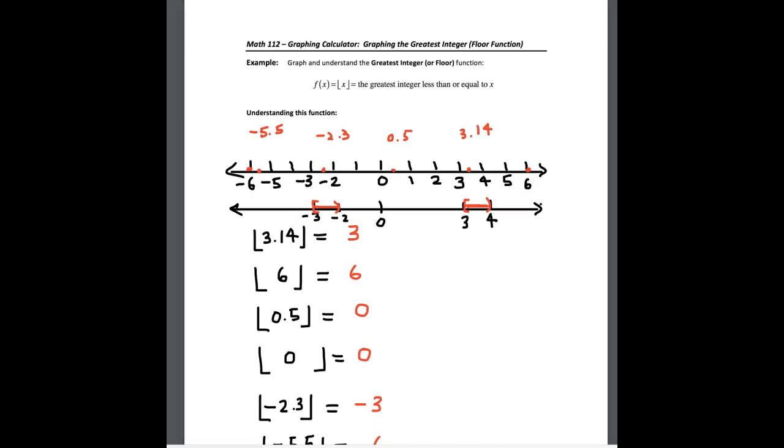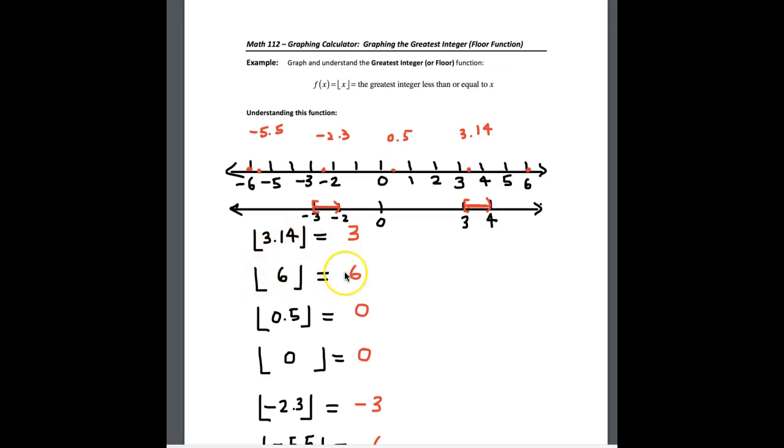For this graphing calculator tutorial, we'll learn how to graph and understand the greatest integer or floor function. The definition is, and notice the use of these unusual brackets, f of x is the greatest integer less than or equal to x. So let's try to understand this function.